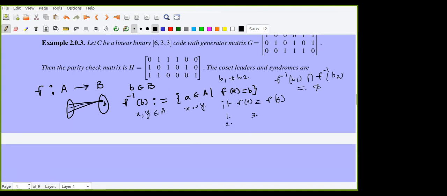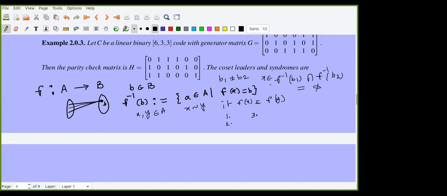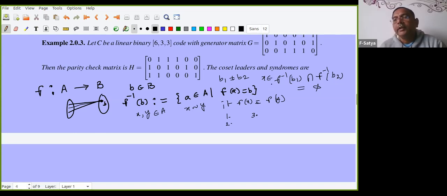Can you tell me why it is empty? Because equivalence classes are disjoint. No, not that, you are going unnecessarily far. See, what is the meaning of x belonging to this? Then the function does not remain well defined. It is not a function first. x belongs to f inverse b1 intersection f inverse b2, so f of x equals b1 and f of x equals b2. A single element has two images. That is not the definition of a function. So forget about equivalence classes and all. It is always empty, right? So that is one thing.